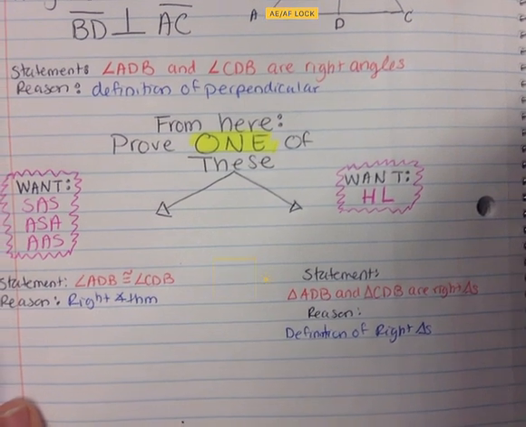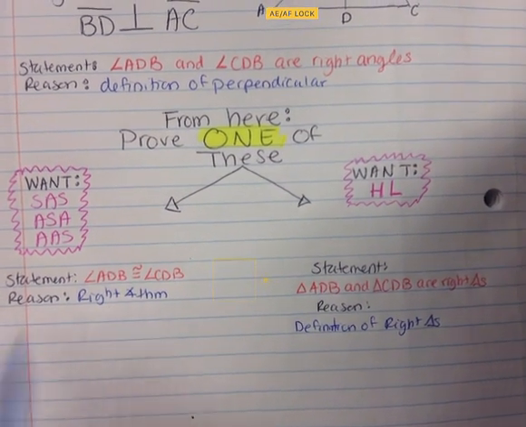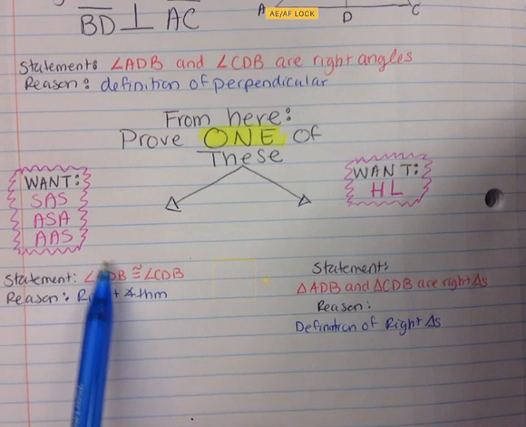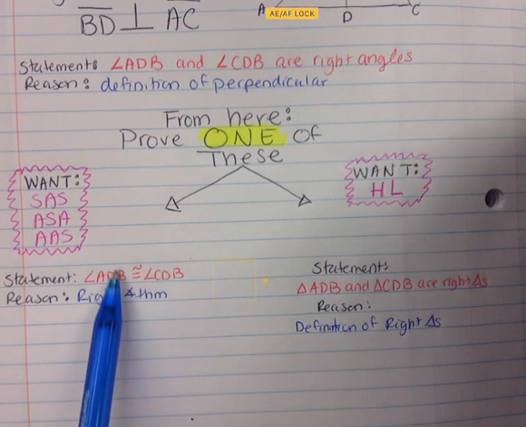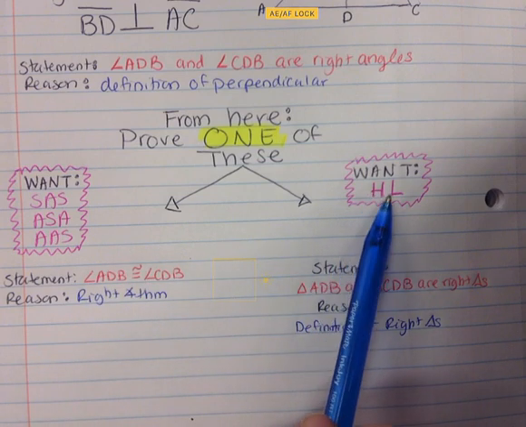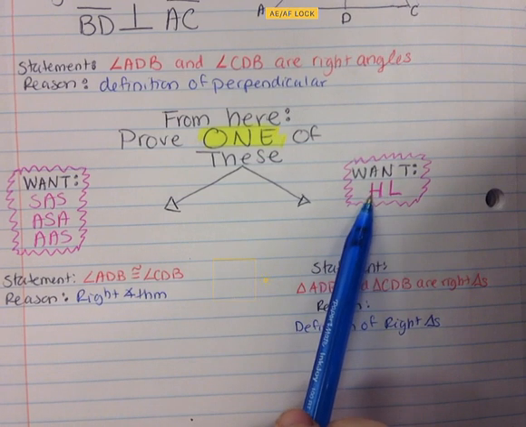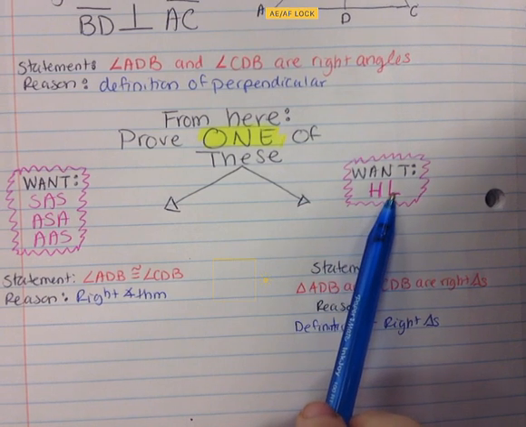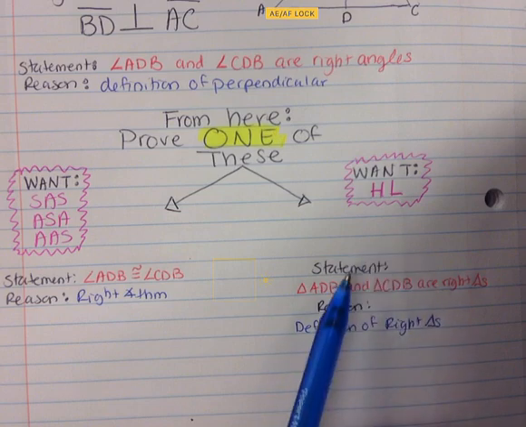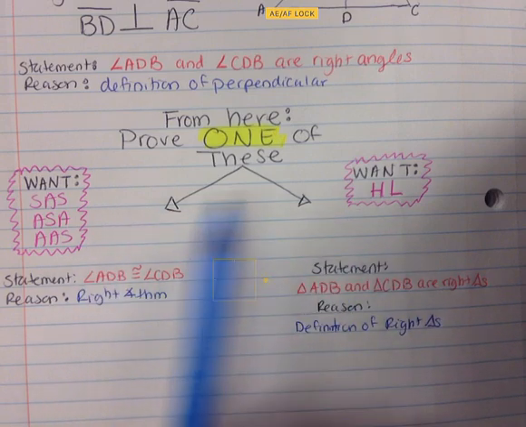So again, it depends on what you're trying to prove in the end. Do you want to try and prove side angle side or angle angle side? You have to prove that the angles are congruent. In order to prove HL, you have to have a hypotenuse congruent and a leg congruent, but you have to have right triangles. So that's why it depends on which one you want to do in the end.